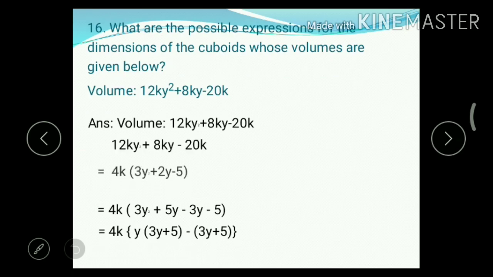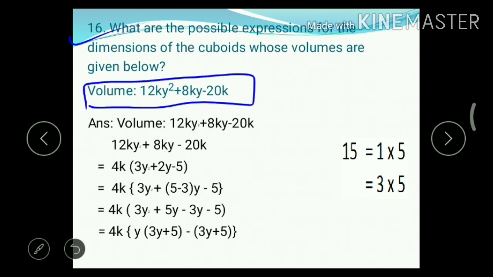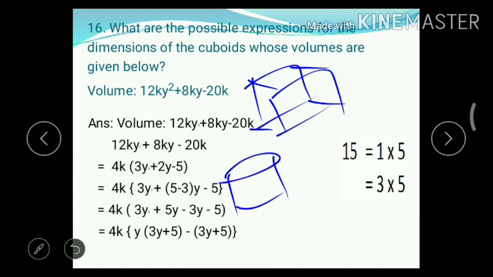Here you can see the question is 15. What are the possible expressions for the dimension of the cuboid whose volumes are given? This time volume is given. So volume, what type of object has volume? The objects which are 3D objects, right? So for example, a cuboid, a cylinder, a cone, right? This will have volume.